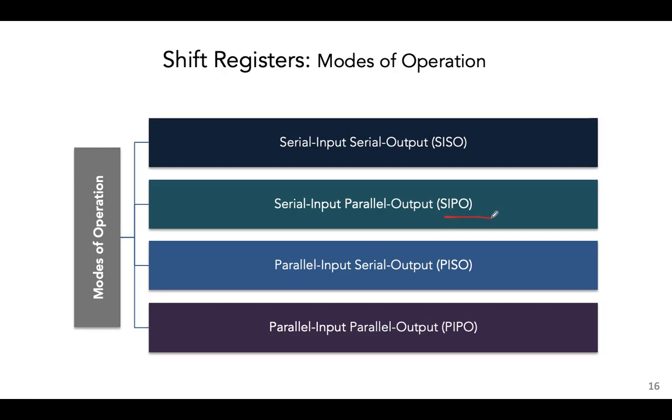Then we have SIPO shift registers. Serial input, parallel output. So the input is serial, the output is parallel. Then we have PISO, input is parallel, output is serial. And finally we have PIPO. Both the input and the output to and from the register are parallel.